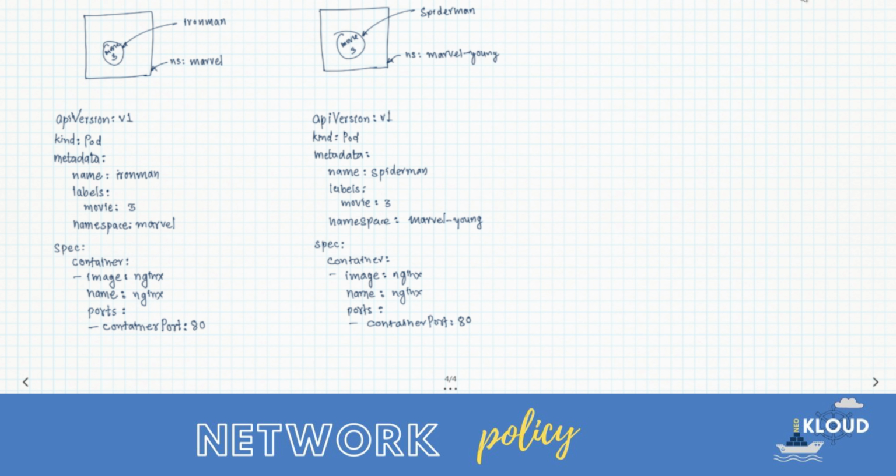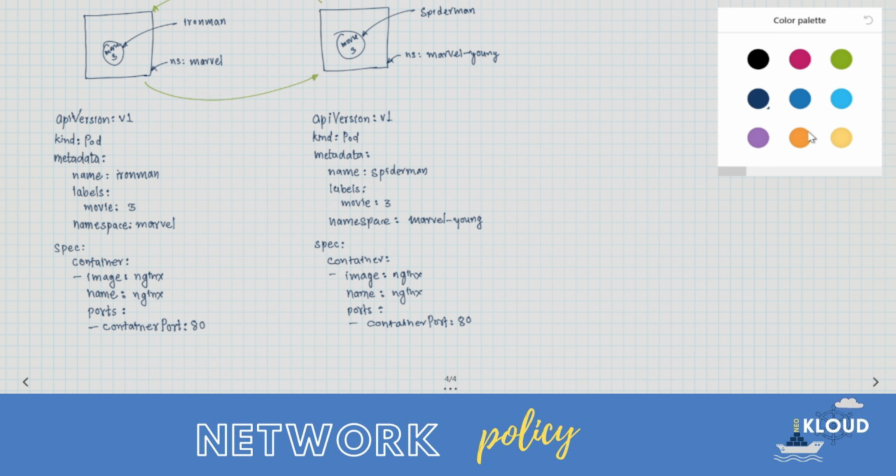By default, these pods can communicate with each other without a network policy. Now I want to create a network policy that applies to those labels only. Here the movie label is 3, and I want only pods with label 4 to communicate with this one. So the other pod will not communicate with the Iron Man pod after the network policy is provisioned.